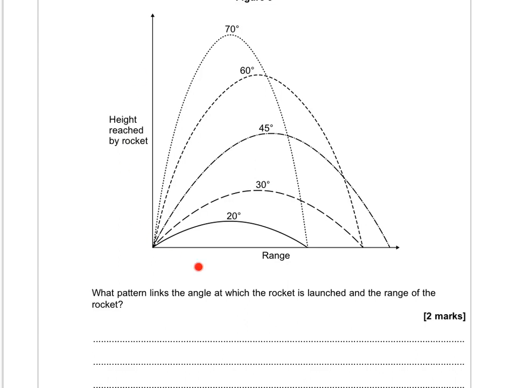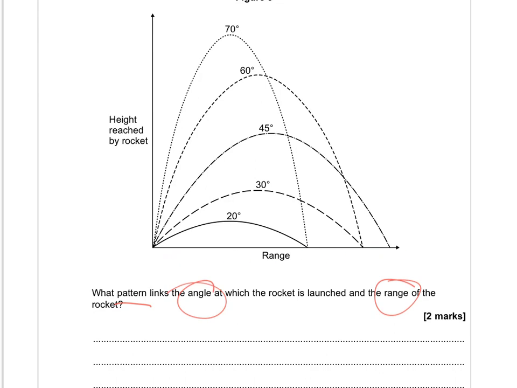Okay, and this final question. Fairly straightforward really, but let's just underline the key ideas. What pattern links the angle at which the rocket is launched and the range? So we're just looking at angle and range. Let's be systematic and start with a small angle. So start with 20 degrees. It's 20, the range is over here. Increasing the angle, the range seems to increase. Increasing to 45, it increases again. So it seems that as the angle increases, the range gets further.